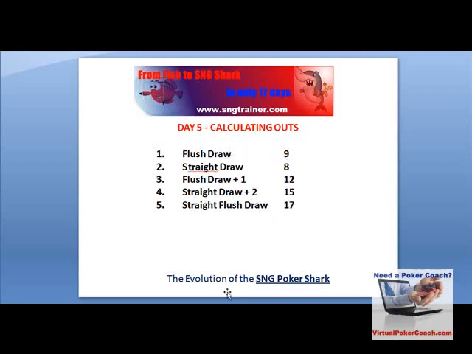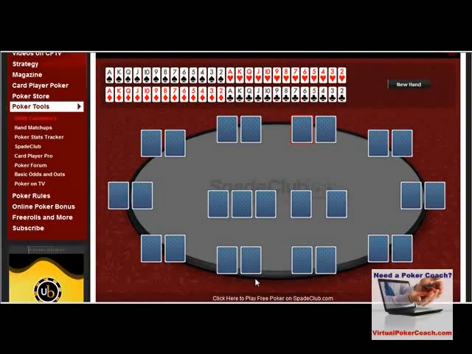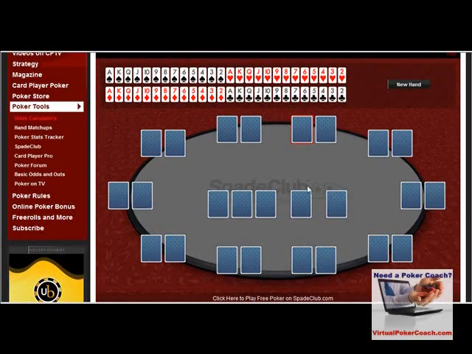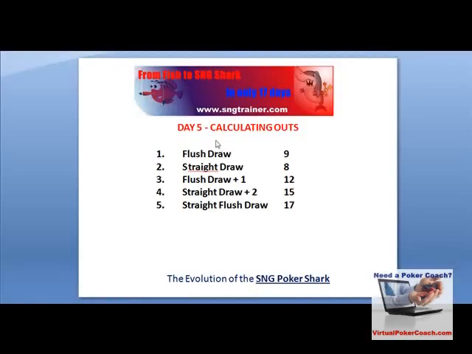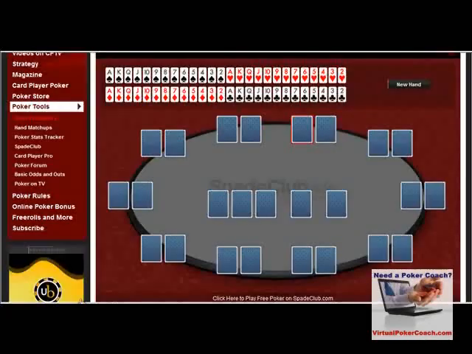these are the number of outs you actually have in each. So let's go over to where we were yesterday, over to the Card Player free poker calculator tool that you can run stuff through. I'm going to show you an example. What was the first one we had on here? A flush draw. So let's have a look at the flush draw, and I'll show you what that is.